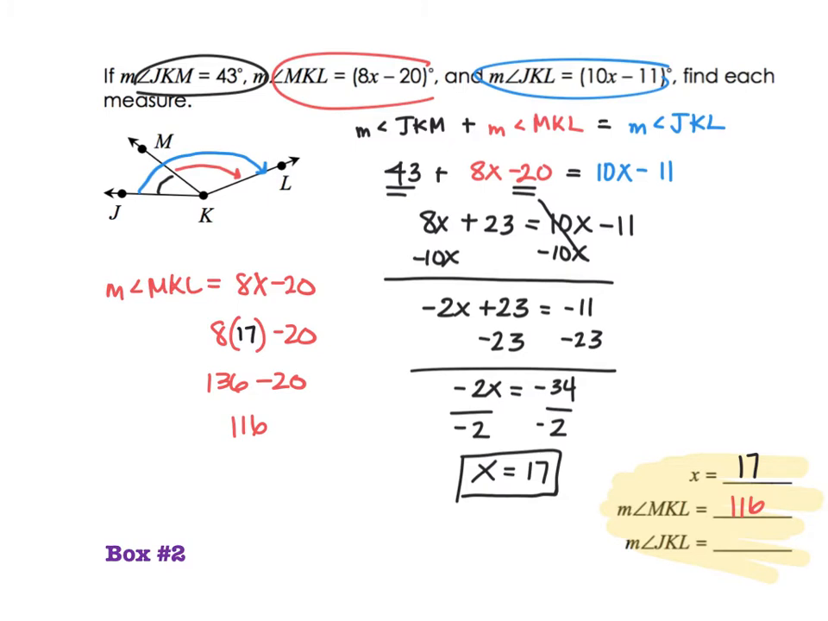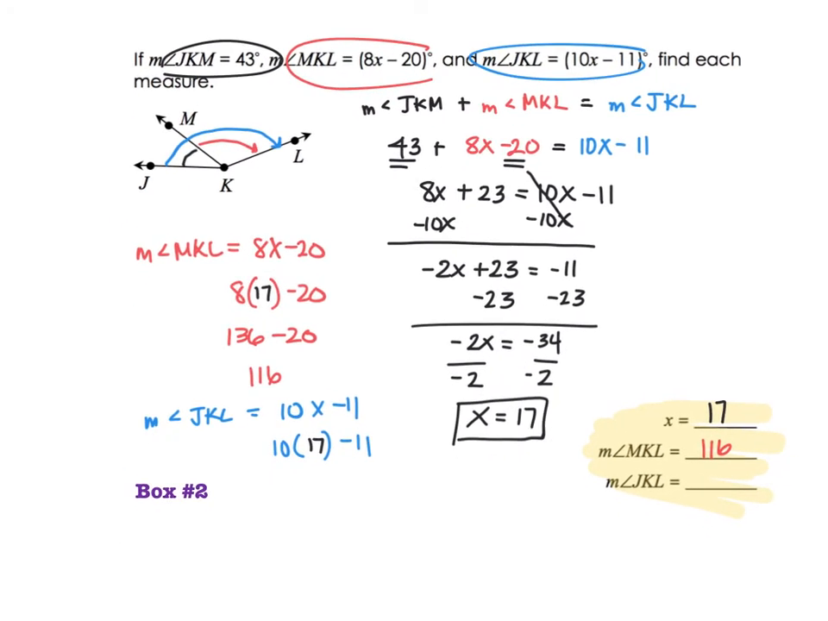They're also asking me for the measurement of angle JKL, which is 10x minus 11. Again, I have 10 times my x value, which I already know, it's 17. So I have 170 minus 11, and that gives me 159. So measurement of angle JKL is 159. Notice that this one had a lot more work. It wasn't as easy as the first box.